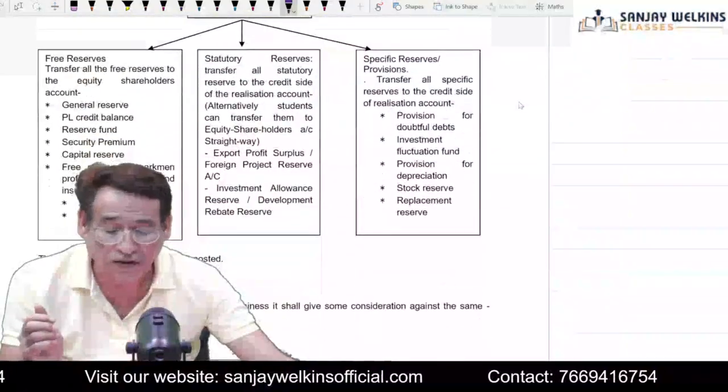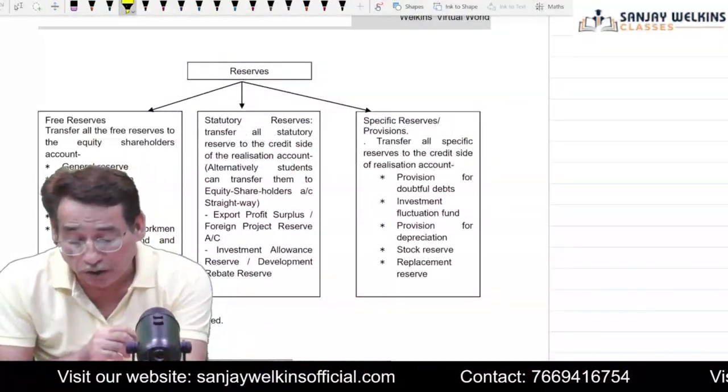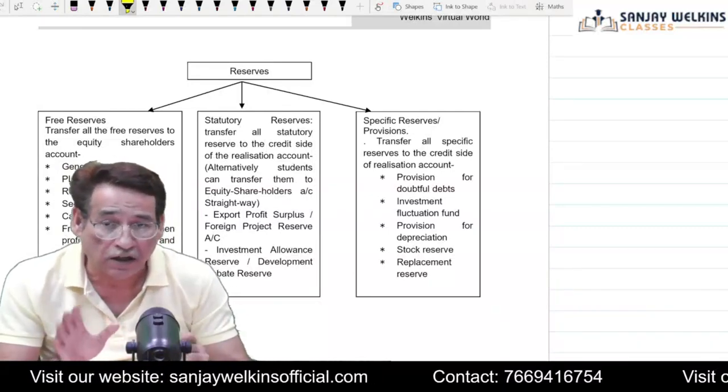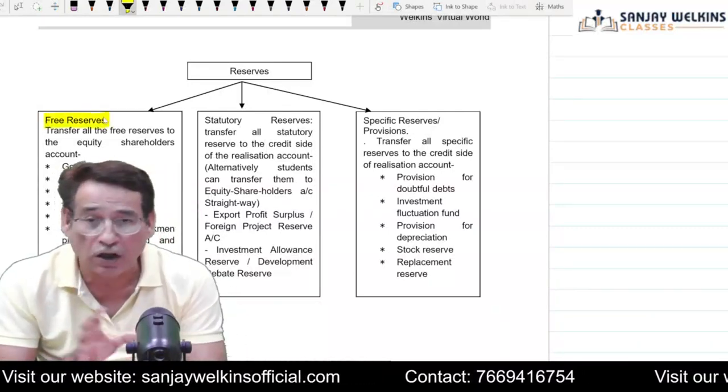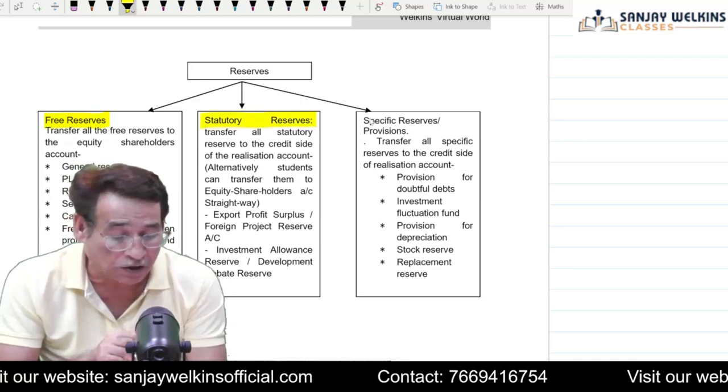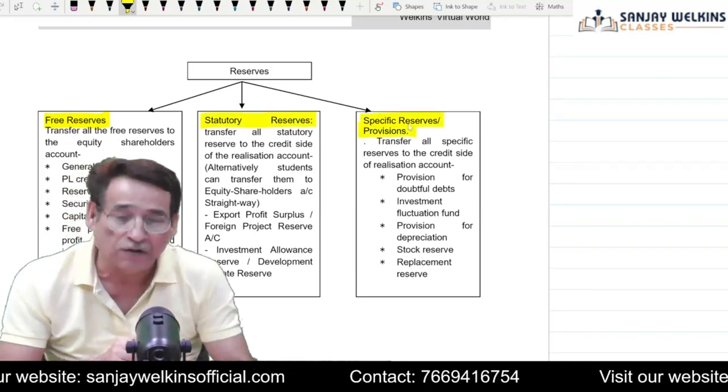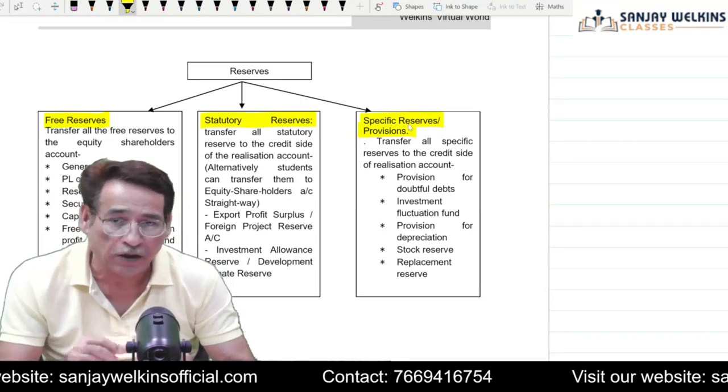Now regarding reserves, first of all, you need to understand that reserves can be divided into three types. One is free reserves, another is statutory reserves, then specific reserves. Accordingly, we are going to do the treatment.